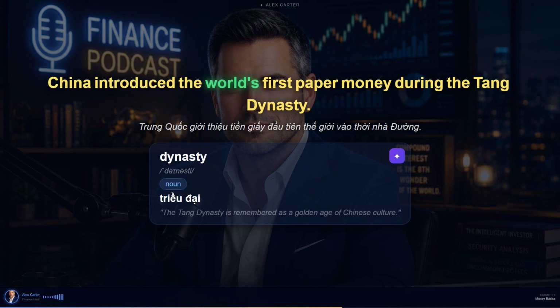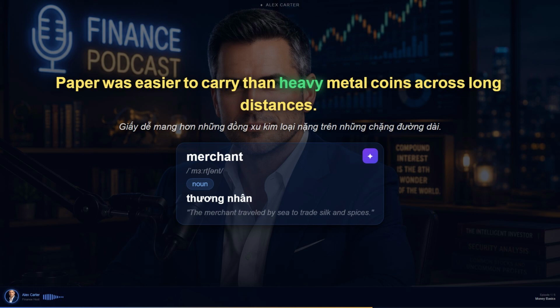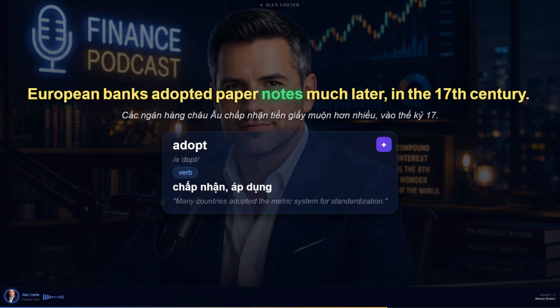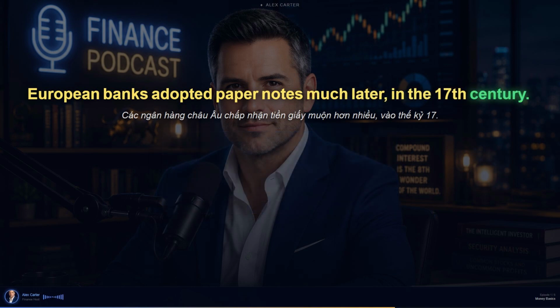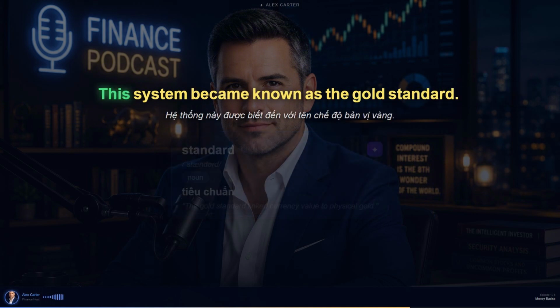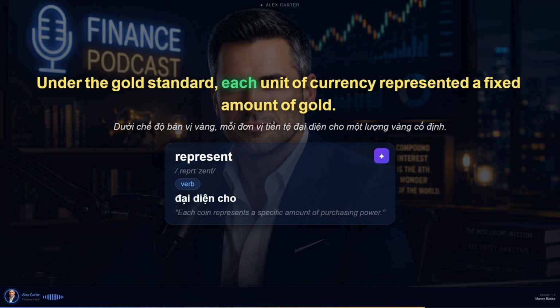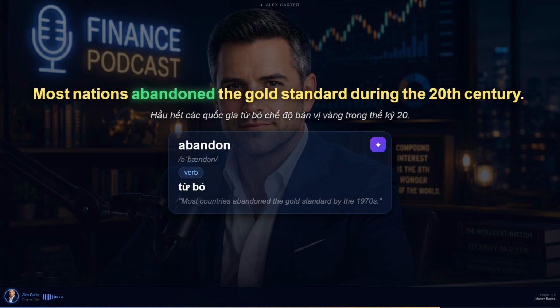China introduced the world's first paper money during the Tang Dynasty. This was around 618 CE, over 1,000 years ago. Paper was easier to carry than heavy metal coins across long distances. European banks adopted paper notes much later, in the 17th century. These early notes were promises. You could exchange them for gold. This system became known as the gold standard. Under the gold standard, each unit of currency represented a fixed amount of gold. Most nations abandoned the gold standard during the 20th century.